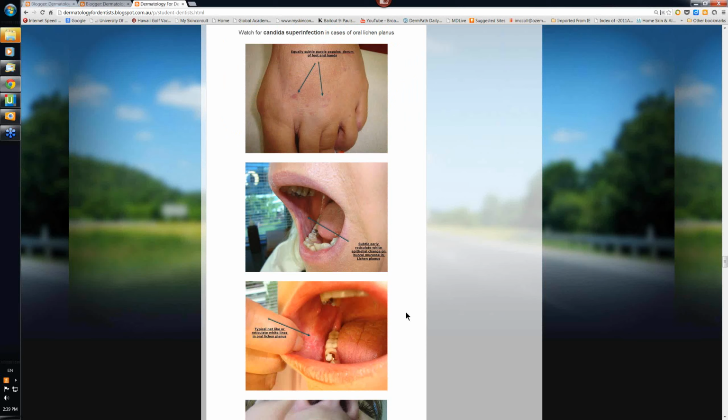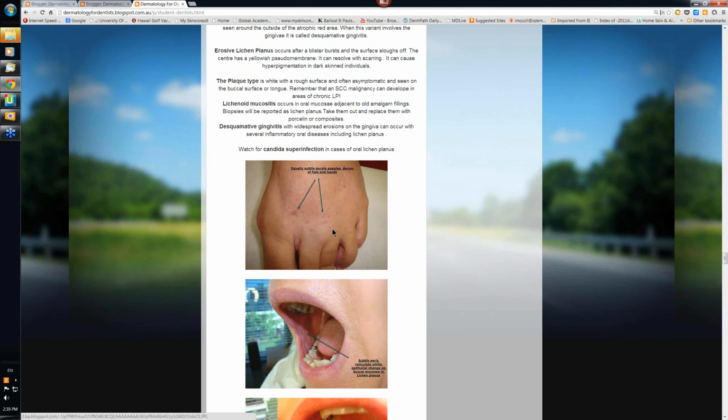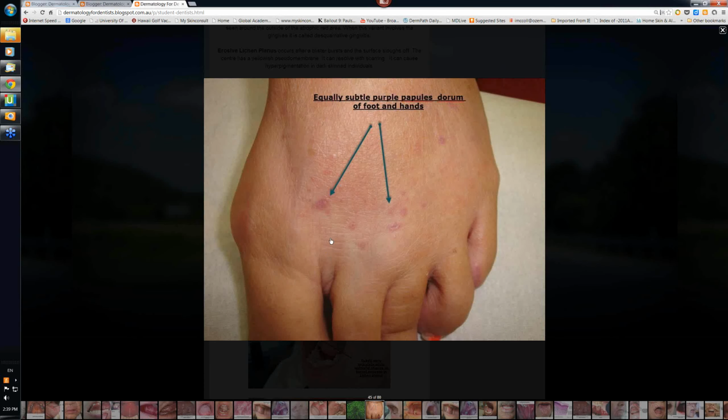Let's look at these images now. Let's put them in this form. We can see them easier here. Okay, those are those purple papules that you'll get in the dorsum of the foot or on the volar surface, palmar surface of the wrist in lichen planus, very itchy.